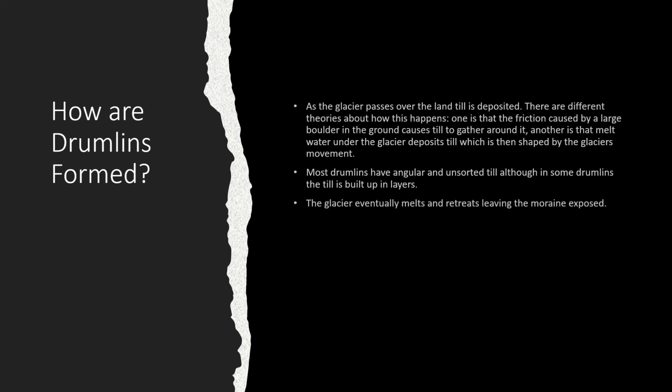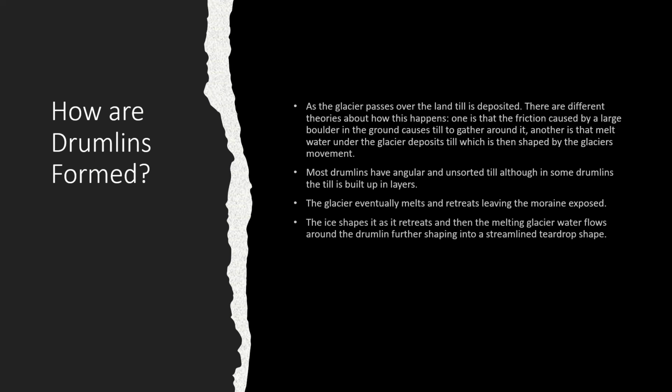Eventually, the glacier melts and retreats, leaving the moraine exposed. A drumlin is a feature, it's a moraine feature. And moraine features are made up of a mixture of rock and sediment that we would refer to as till.